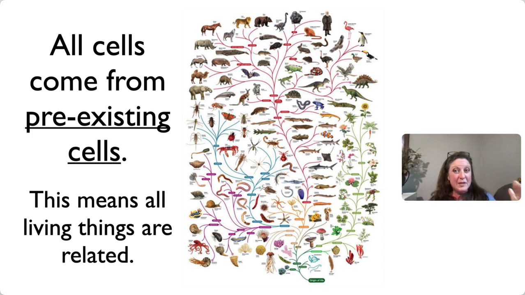Now, cells can only come from pre-existing cells, which is true. Cells don't just appear out of nowhere in the air or emerge from the dirt. They have to come from a pre-existing cell through something called cell division, which we'll talk about soon. So because all cells come from pre-existing cells, if we trace the history of our cells back, all living organisms can trace themselves back to a common ancestor, the last common ancestor that we all have. So that means we're all related, which is kind of cool.